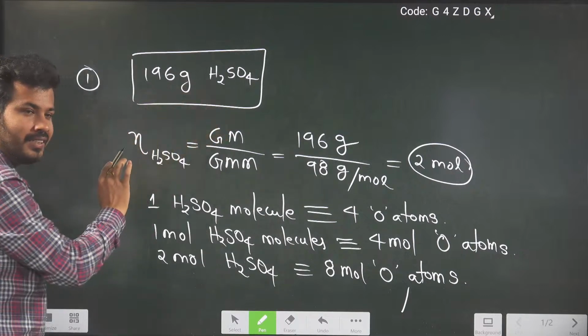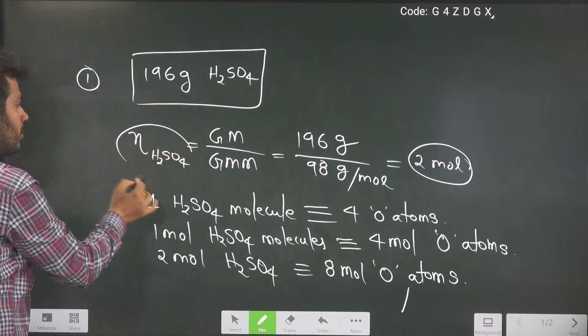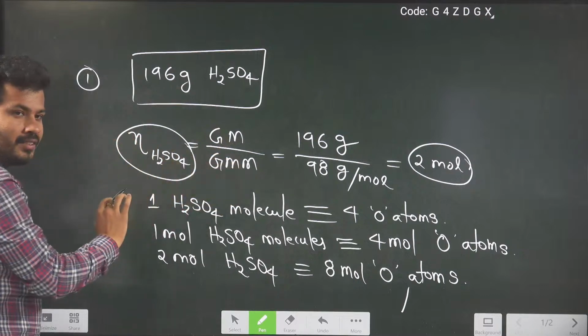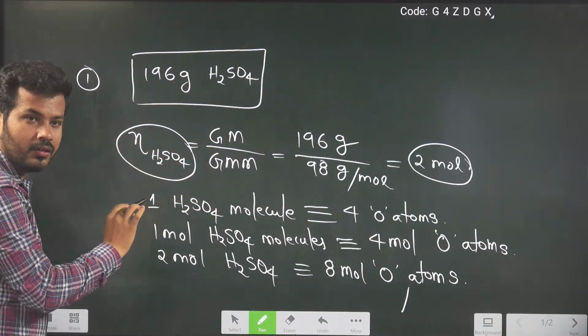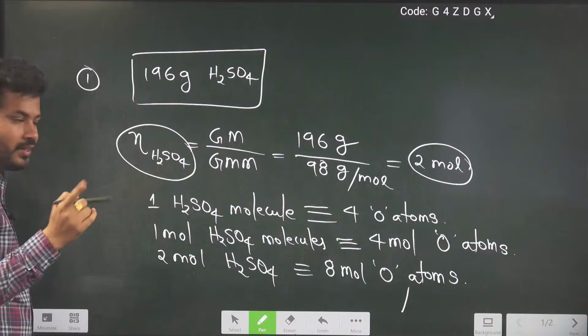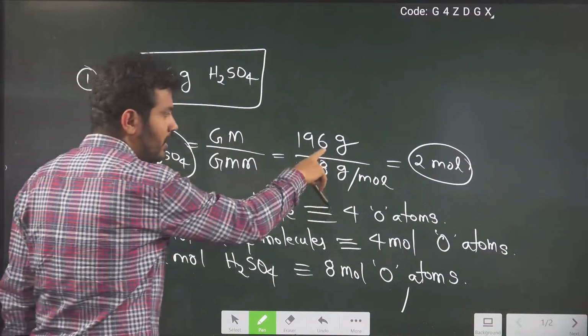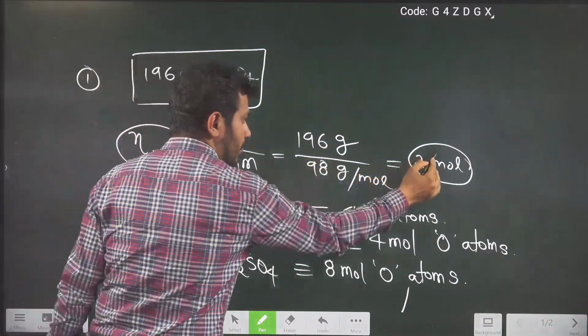196 gram of sulfuric acid is given. The number of moles of sulfuric acid is given mass divided by molar mass. Okay, Nana, question number 2, I will discuss that. The number of moles is given mass by molar mass. By that way we got 2 moles.